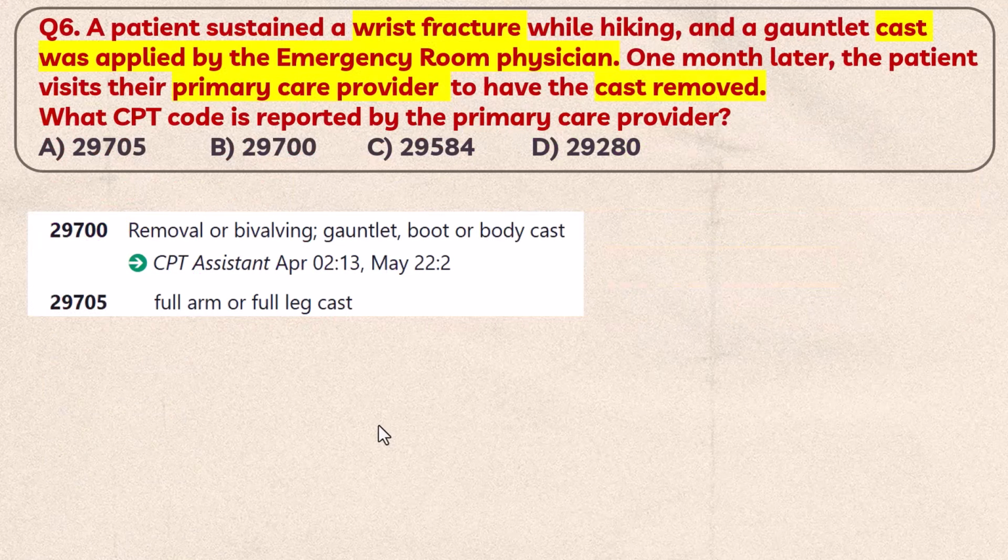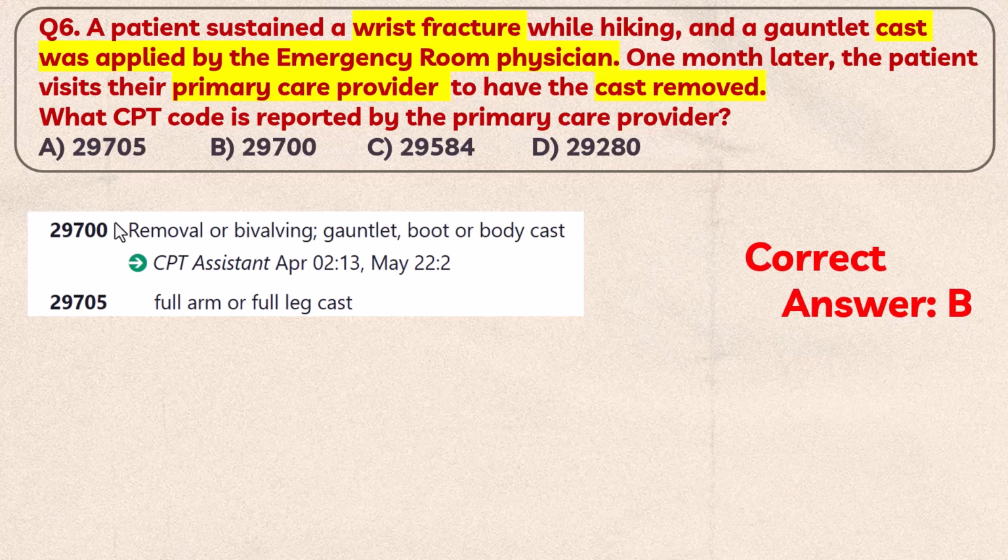Once you go to the codes, 29700 is removal or bivalving of gauntlet, boot or body cast. 29705 is full arm or full leg cast. In our case, it's a gauntlet cast. Gauntlet cast means the cast applied for the wrist, like a glove cast application. So that will be the correct coding here. The correct answer will be answer B.